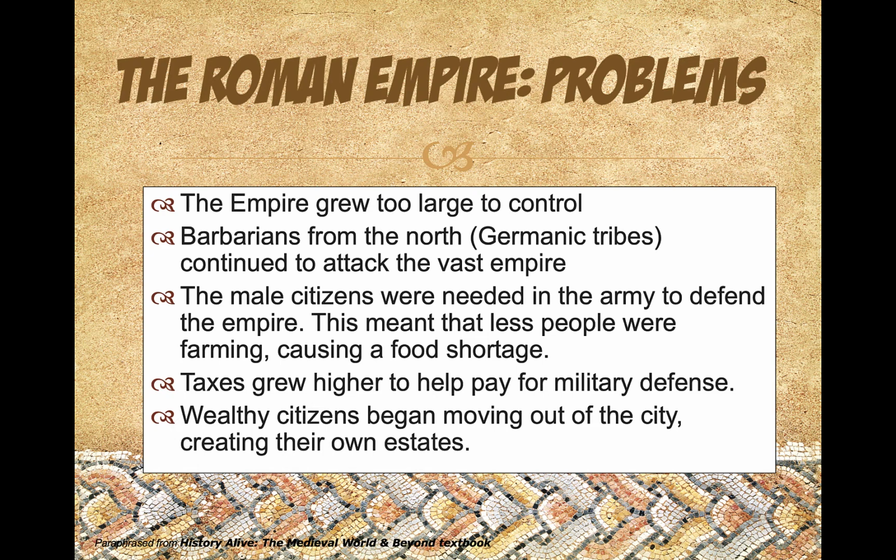The male citizens were needed in the army to defend the empire. So this left all the cities and all the farms, and all the places that needed men to work a lot of these areas. There were less people for farming, and it caused a food shortage. Taxes grew higher to help pay for military defense. So people were not too happy about that. People are actually never too happy about taxes, let's be honest. And wealthy citizens began moving out of the city, creating their own estates. So that kind of sent the cities into decay, and they started kind of going downhill pretty fast.